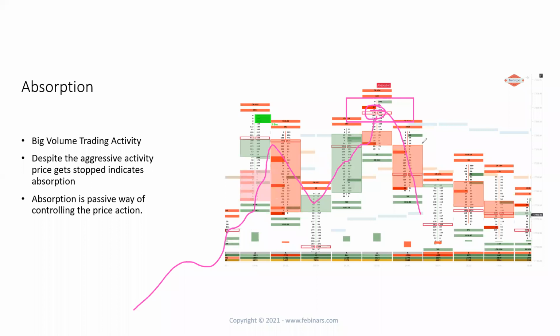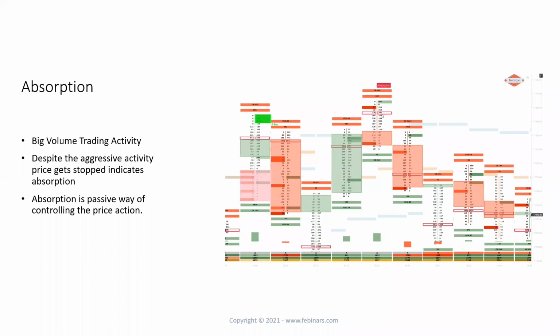Absorption is a passive way of controlling the price action. So who is controlling the price action here? Those who are putting the limit orders are getting smart over here. If you are seeing absorption, that means despite market orders coming into the system and trying to move the price, the passive limit order traders are attempting to control the markets. That is what you can learn from absorption.